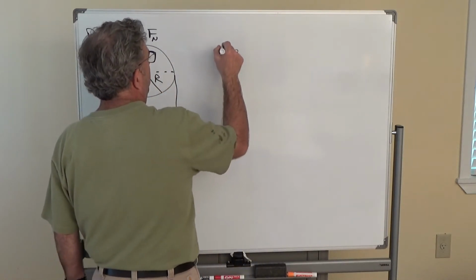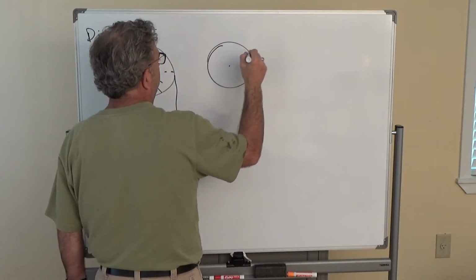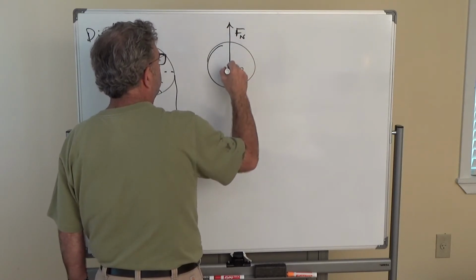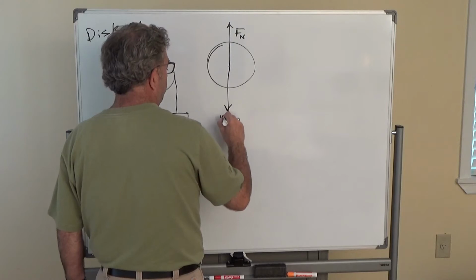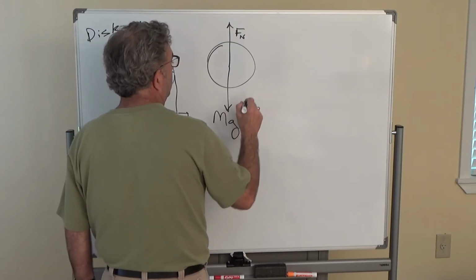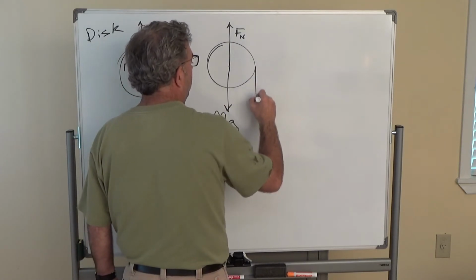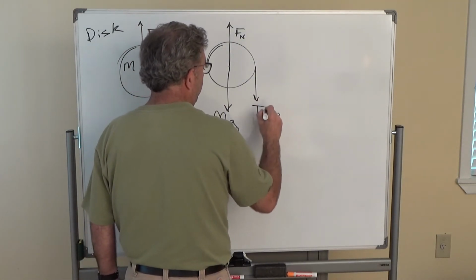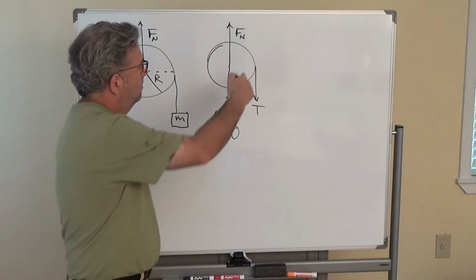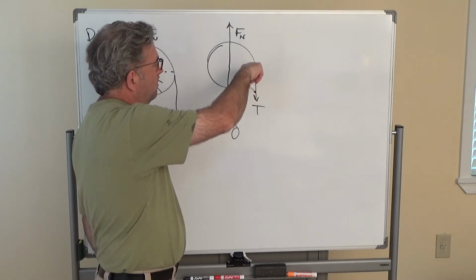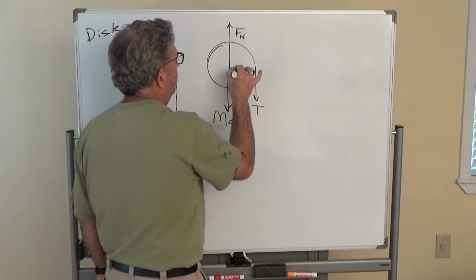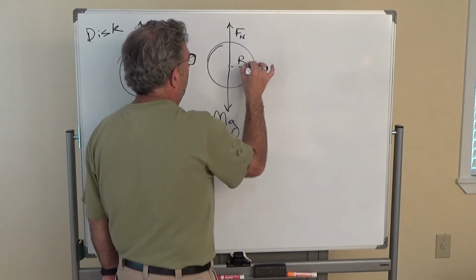So let me draw the free body diagram for the disc. Here's the disc. Normal force. Big Mg. But there is also a tension that is acting on the pulley out here at this distance. That's a torque. Okay? This distance is R.